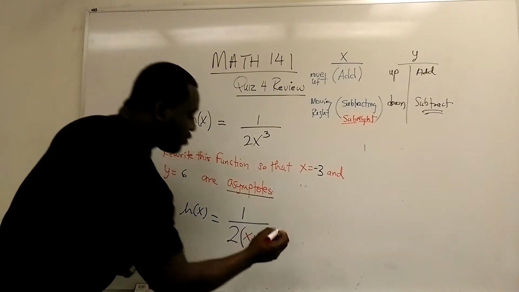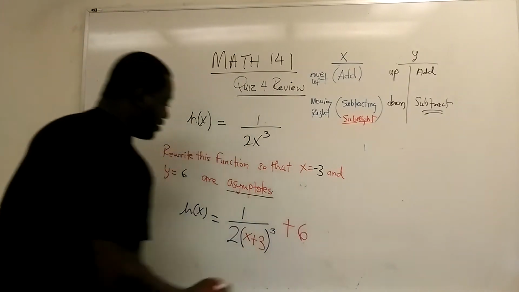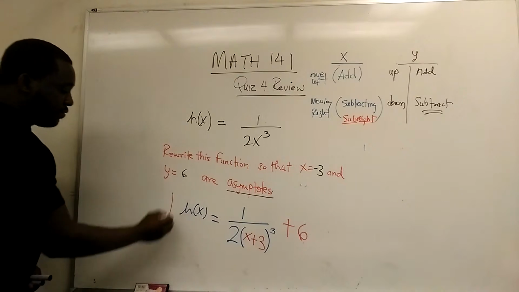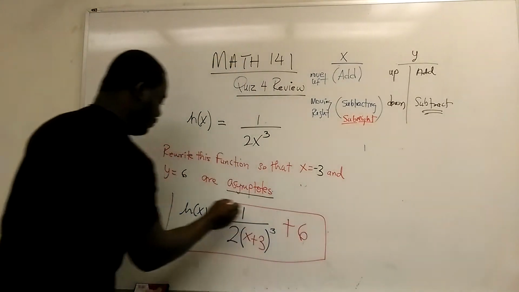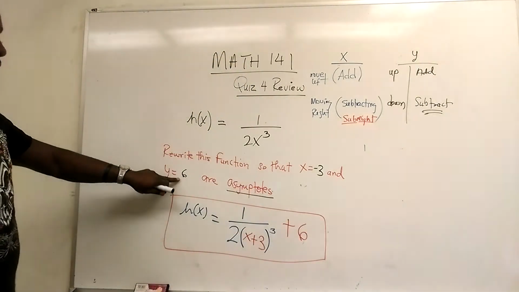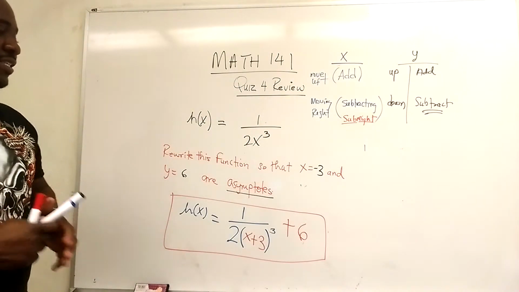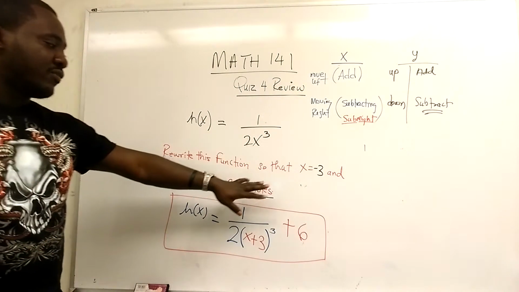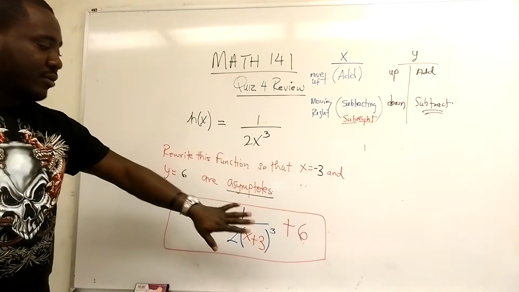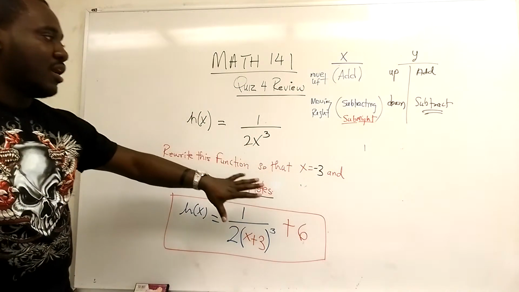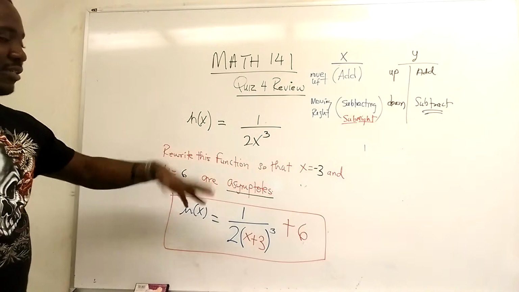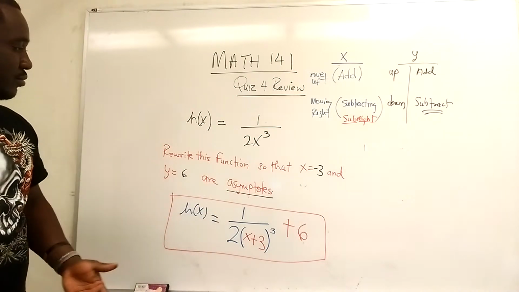Or, yeah, you have to write plus 6 because it's positive. If this was negative, this would be minus 6. So if it's an asymptote or whatever, or if it's not, it doesn't matter. Just go with a procedure that is comfortable for you. Alright?